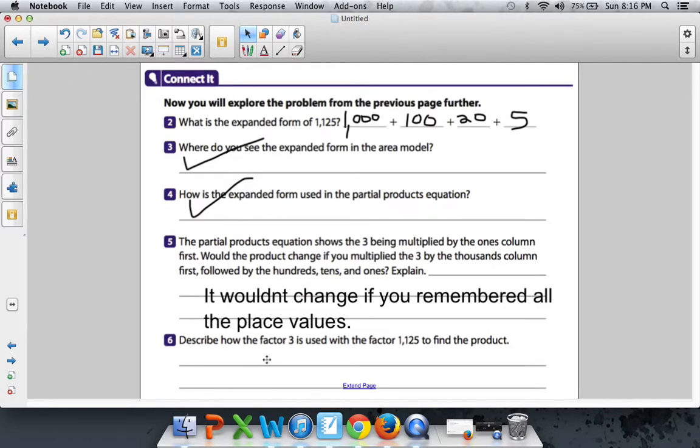Describe how the factor 3 is used with the factor 1125 to find the product. What they're asking you is, what do you do with that 3? And the answer, you multiply the 3 by every single piece of that number.